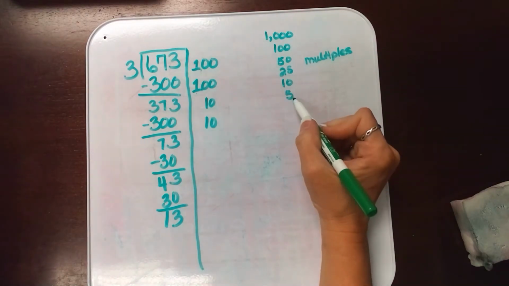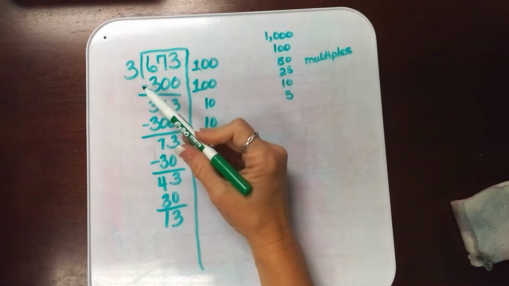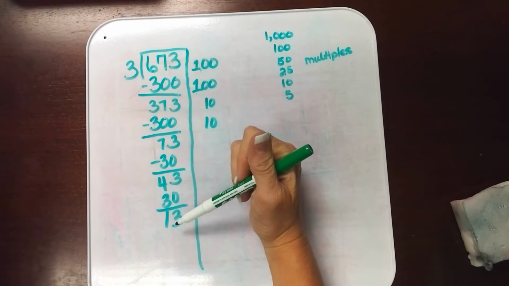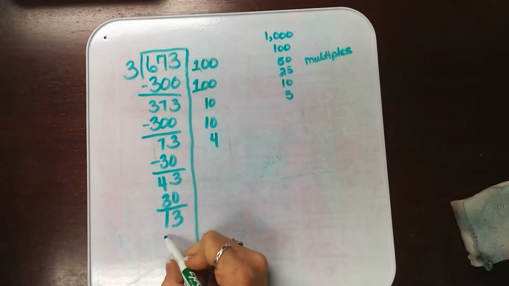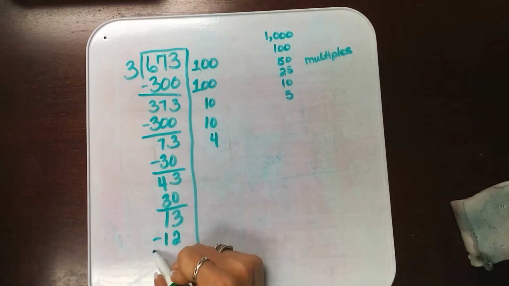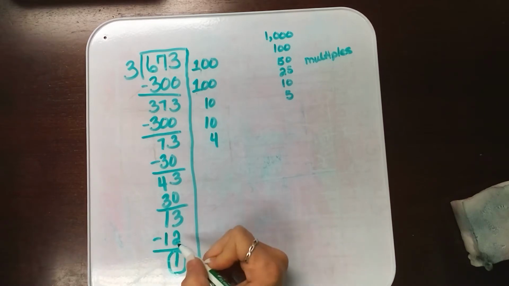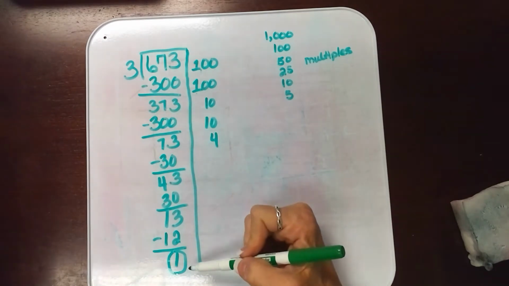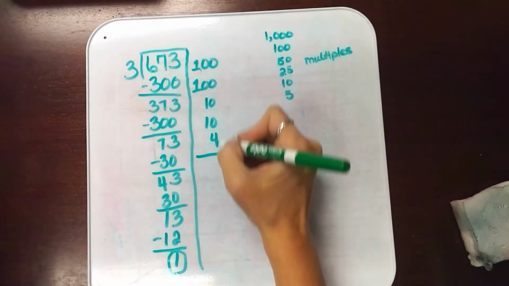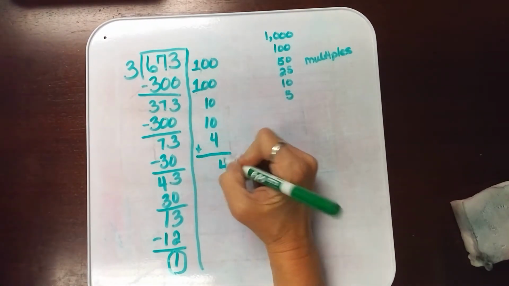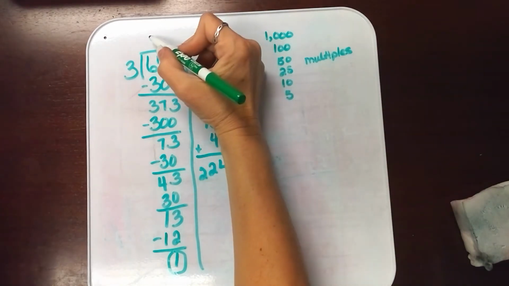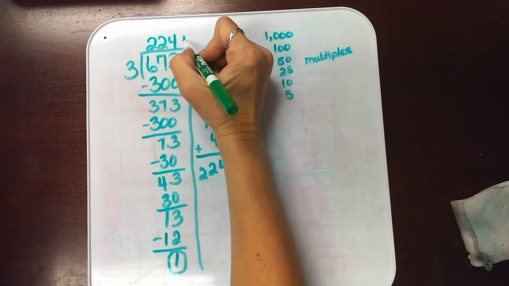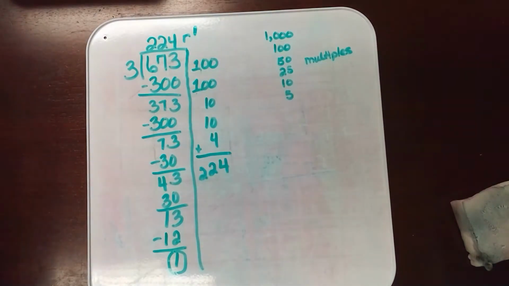Okay, I can't do another group of 10, or a group of 5, no. So what can I multiply by 3 to get me close to 13? That's 4. So that is 12. And look, I have a remainder of 1 because it's lower than my divisor. So I add these up. So my answer is 224, remainder 1. Okay, so that is partial quotients.